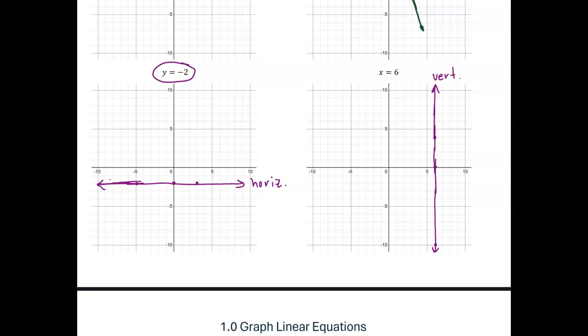Okay, so graphing equations, we're trying to get the equation to tell us the pattern for the points on the graph. And in this case, all of them we've looked at are going to result in perfectly straight lines.